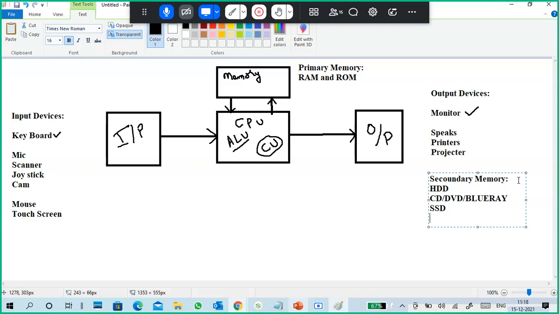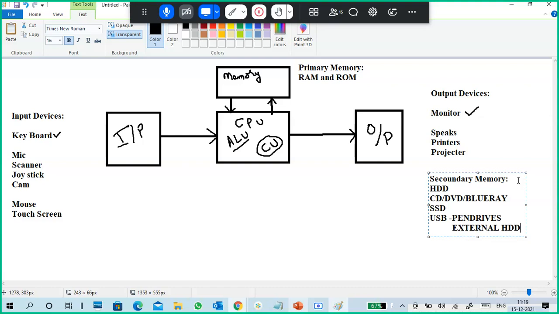CD and DVD store data which we don't rewrite. It is like a ROM type only. Normally we put data inside, we can read the data, but we don't alter it. Blu-ray can store a huge amount of data. Next one is pen drives, USB pen drives. We can store data in a USB pen drive or a USB external hard disk.